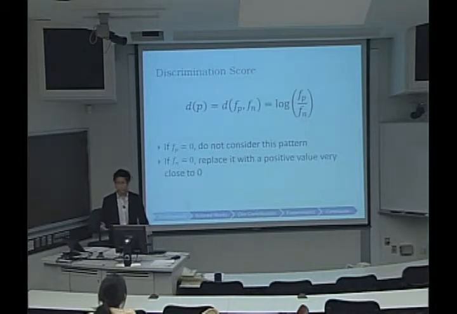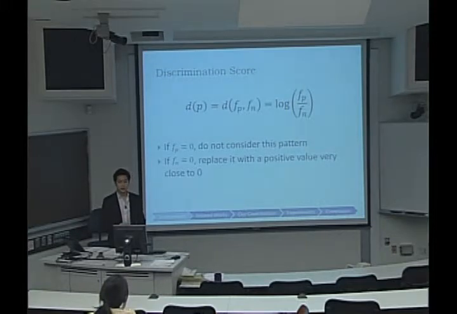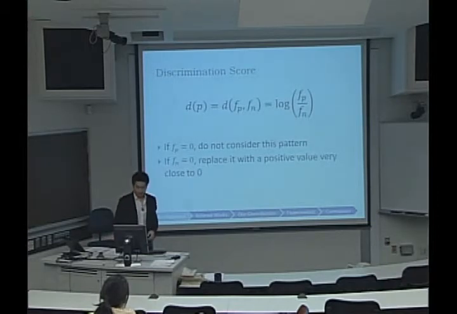In this case, we don't even consider the pattern because if it's not frequent in the positive set, then it bears no interest to us. The other case is if f sub n, the frequency in the negative set, is equal to 0. In this case, we can either replace the value f sub n with a value very close to 0, or we can add in a negative graph that has every occurrence of every pattern. Both of them yield the same effect.